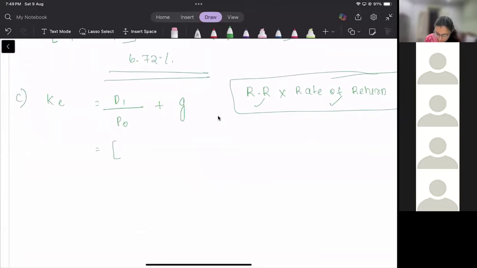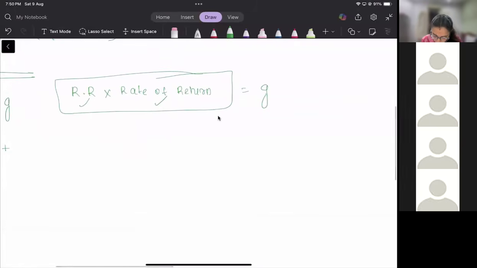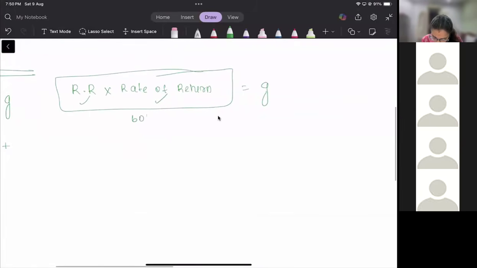How do we find dividend? They have given EPS as 5. Dividend payout is 40%. So we got our dividend. But this dividend is D0, current year dividend, right? But in the formula, we have to use D1, next year's dividend. So plus growth rate. So let's find out growth rate. What is the retention ratio given in the question? 60%. What is the rate of return? 10, right? So 6% is our growth rate.